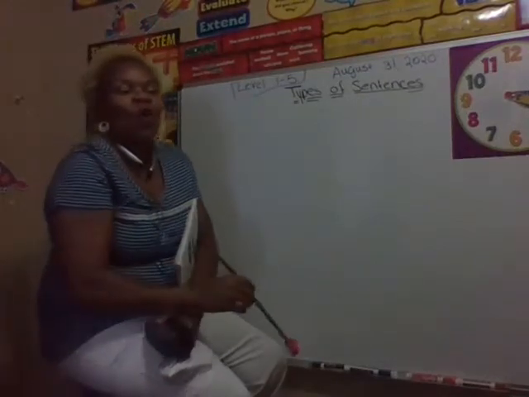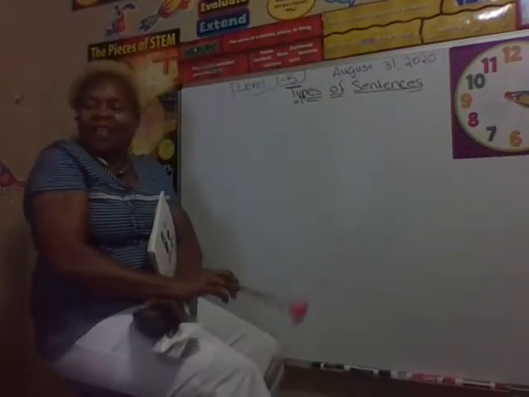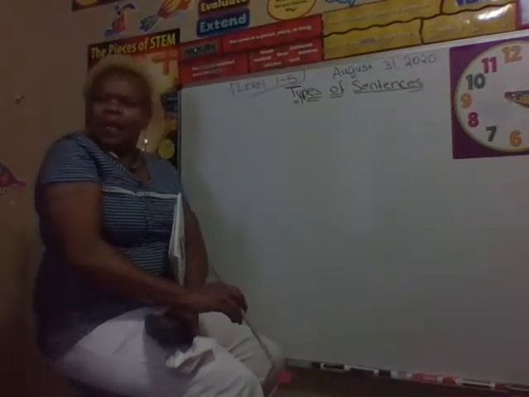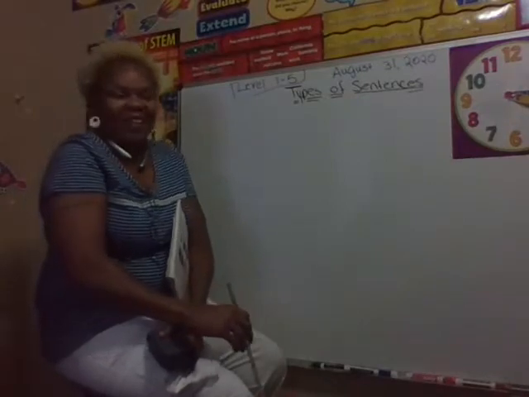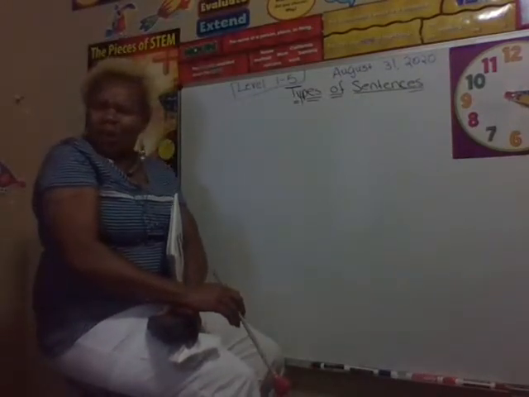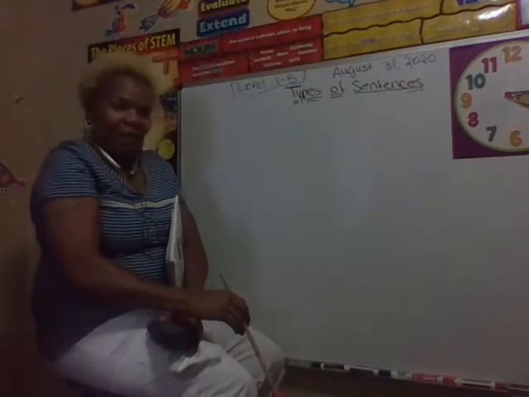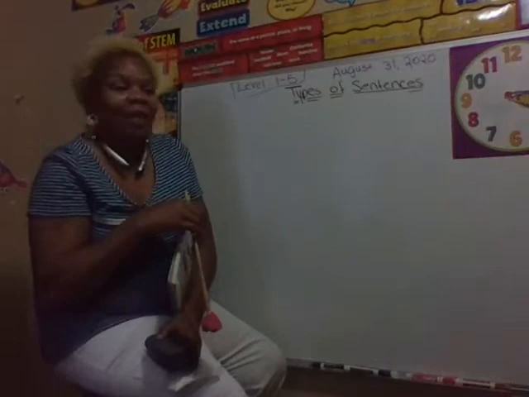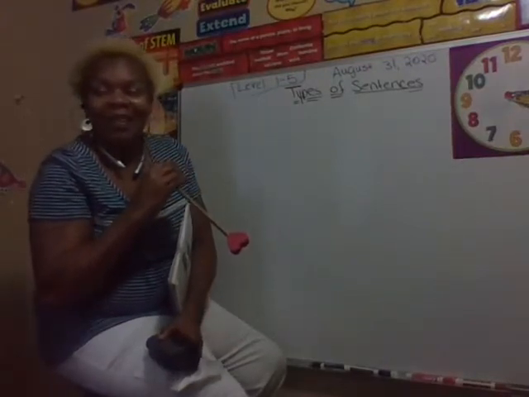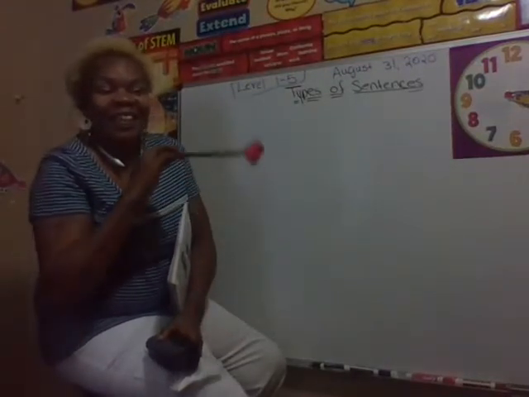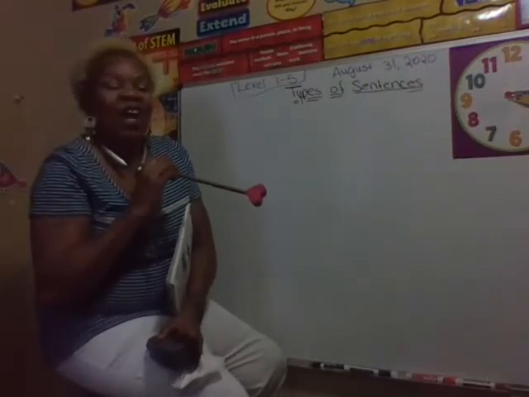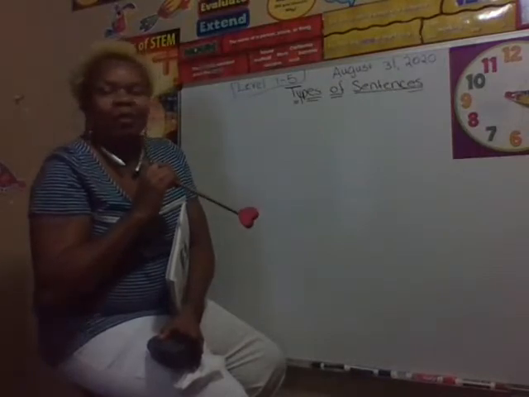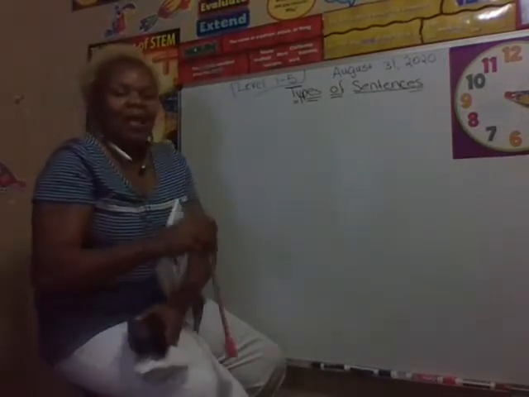There are four types of sentences. What are they? Can you name them? Do you know them? A little lower. Declarative makes a statement. Imperative gives a command. Interrogative asks a question. Exclamatory shows excitement.